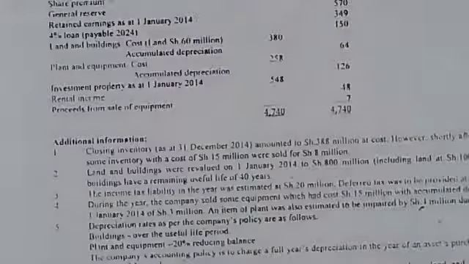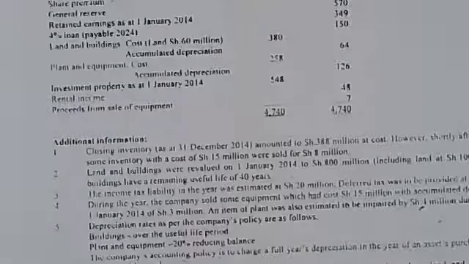Number 2, land and building were revalued on 1st January 2014, that's at the beginning of the year, to 800 million, including land, 100 million. The building has a remaining useful life of 40 years. Then number 3, the income tax liability for the year was estimated at 20 million, that's the current tax. Deferred tax was to be provided at 7 million.